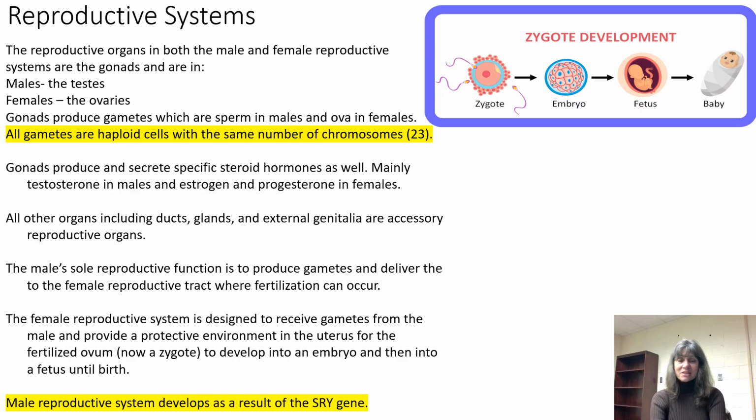The male reproductive system develops embryologically as the result of the SRY gene, which is a special area on the Y chromosome, which will help a male develop when conception has occurred.